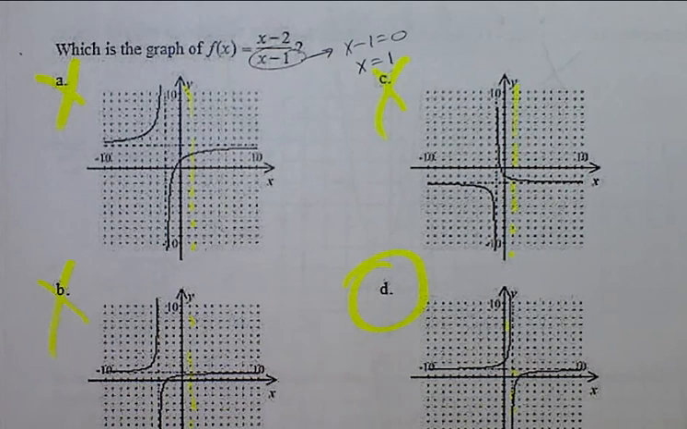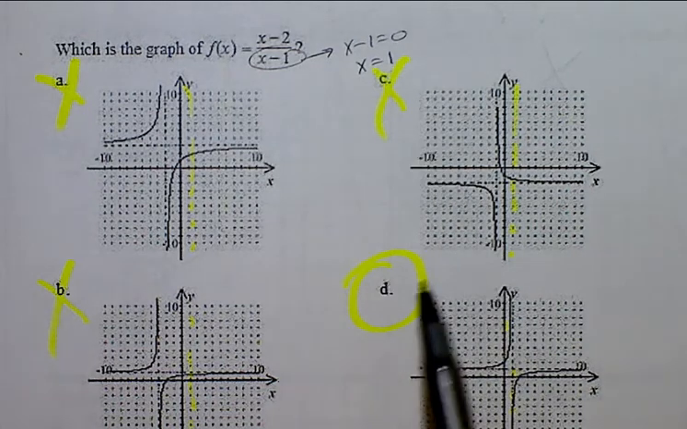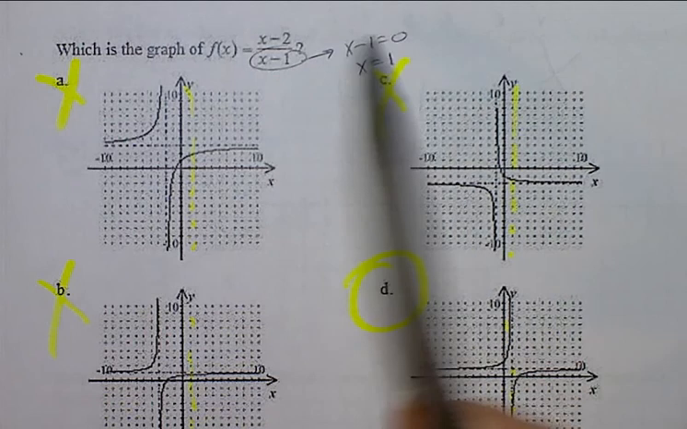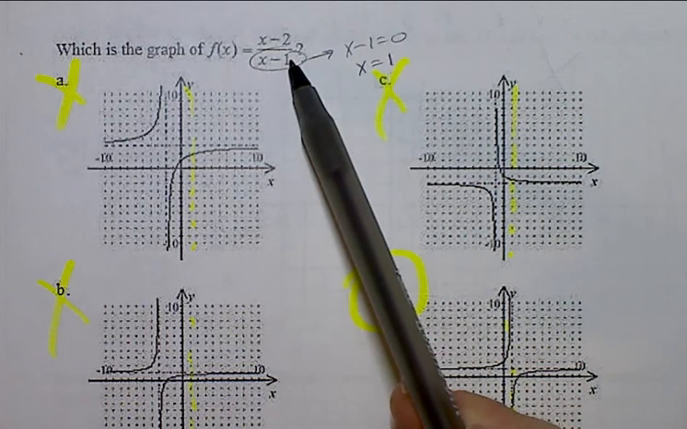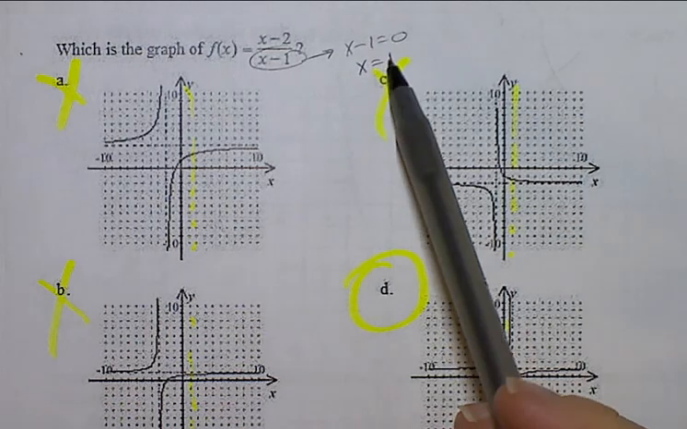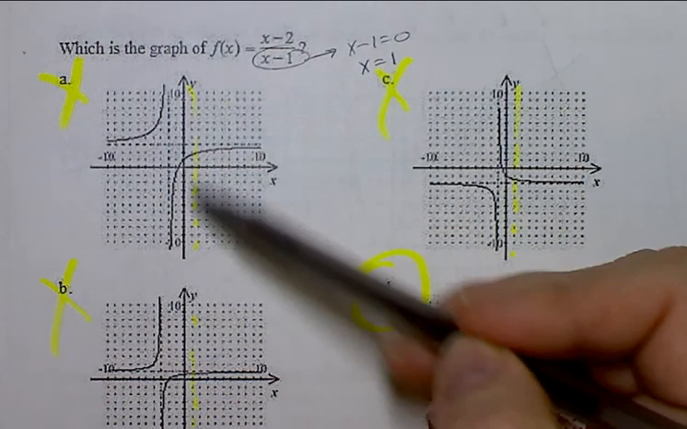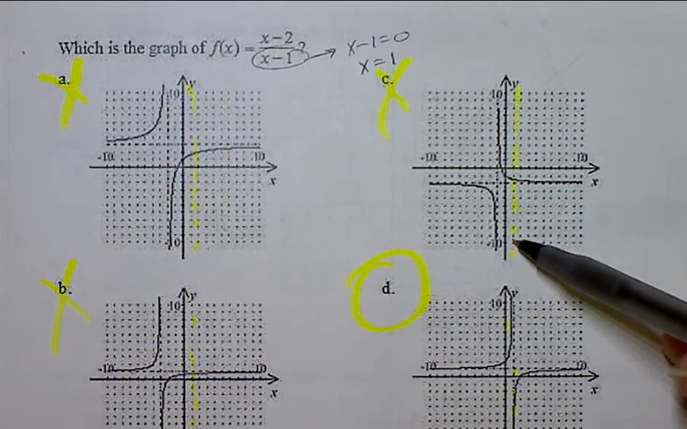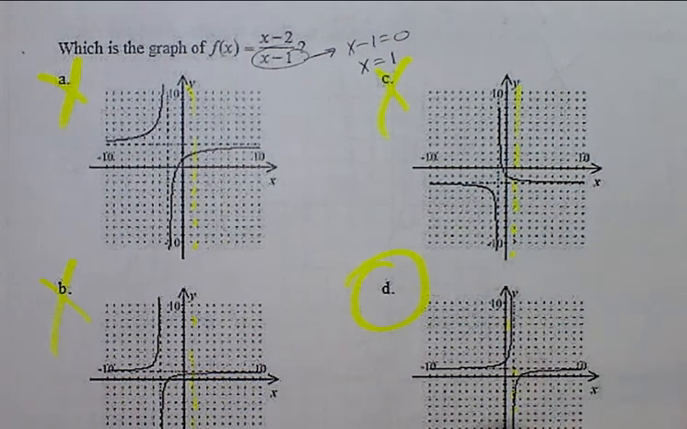Okay, correct answer is D. And I was able to eliminate the other 3 options by simply first finding the vertical asymptote. So I took the denominator, I set it equal to 0, and I solved. X equals 1 is the equation of the vertical asymptote. And when I looked at each option, the other remaining 3 options do not have vertical asymptotes of 1. This is the only one that has a vertical asymptote of 1.